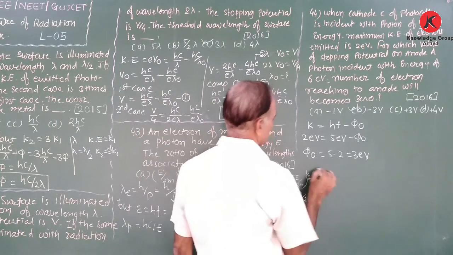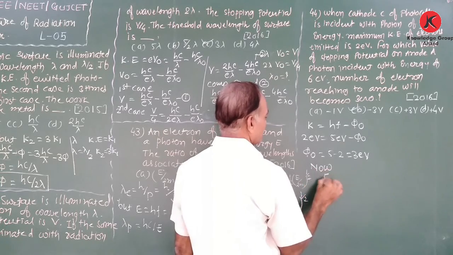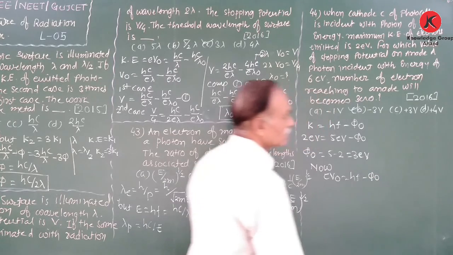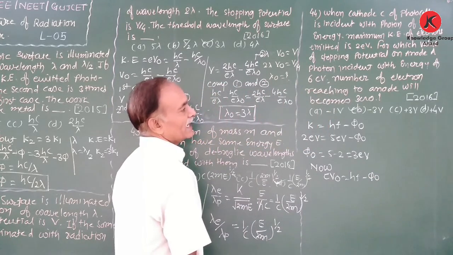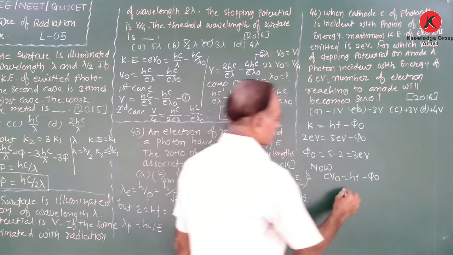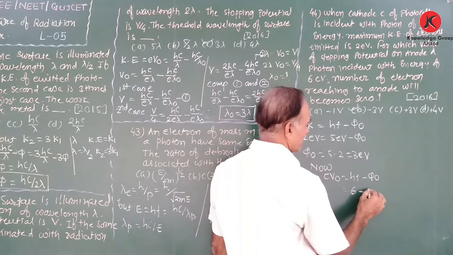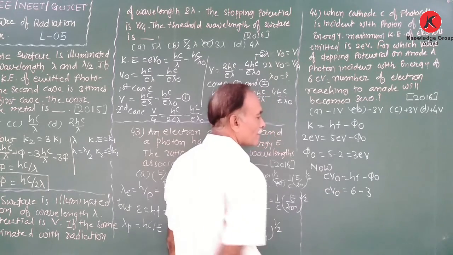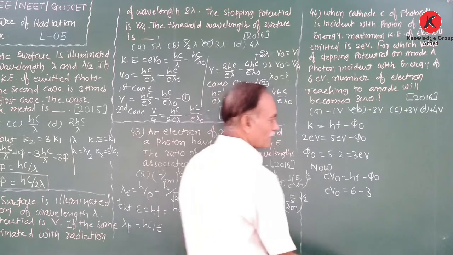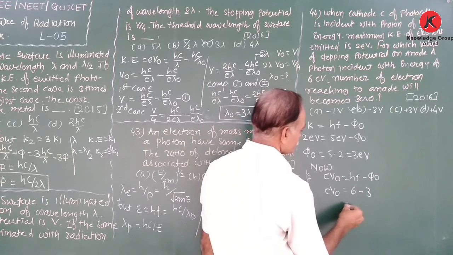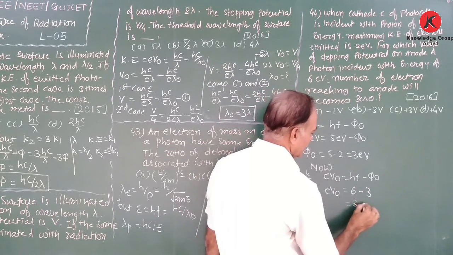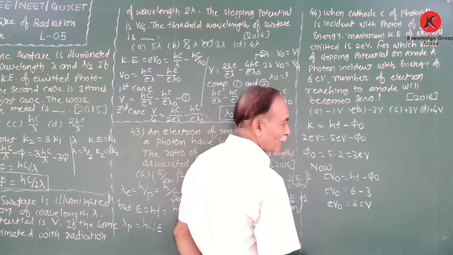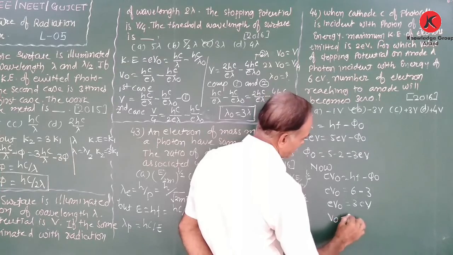Now, we are using this equation, eV0 is equal to hf minus phi 0. Now the photon with the energy 6 electron volt incident. Work function already we found out, 3 electron volt. So that is the eV0. Therefore we obtain 3 electron volt is equal to eV0. Therefore stopping potential is 3 volt.